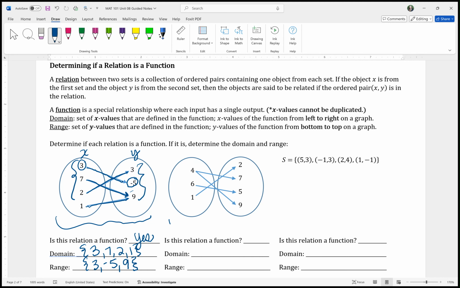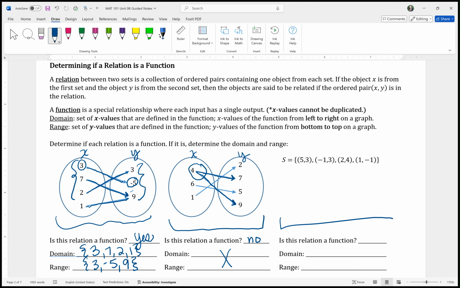Let's look at our next example here. Again, this is our X's, and this is our Y's, and let's look at the relationships between these. So here the 4 is matched with 7, but the 4 is also matched with 9, and so when you see this, that means that 4 is duplicated, it is used twice, and that means it is not a function. So is this relation a function? We're going to say no. So we're not even going to find the domain and range there.